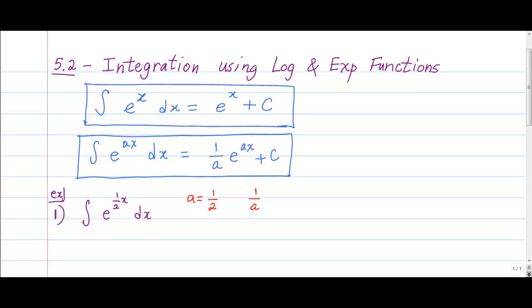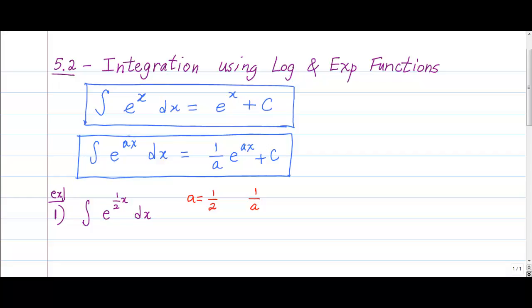So the integral of e to the x is e to the x plus c. So remember, the derivative of e to the x is e to the x, so the integral of e to the x is e to the x. The integral of e to the ax, where you have a number in front of x, a coefficient, is 1 over a e to the ax plus c.